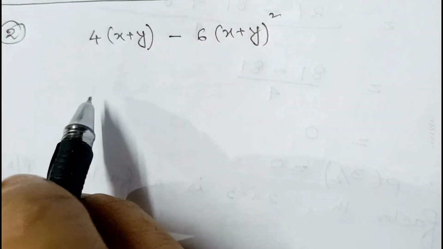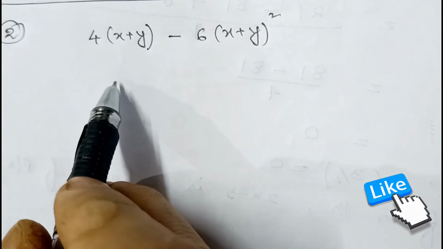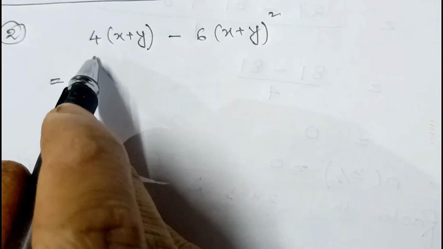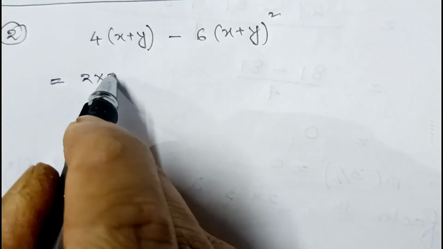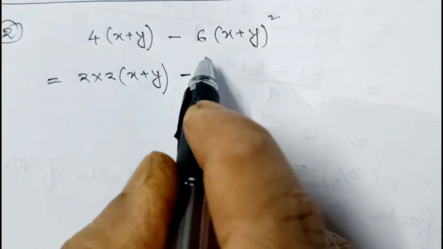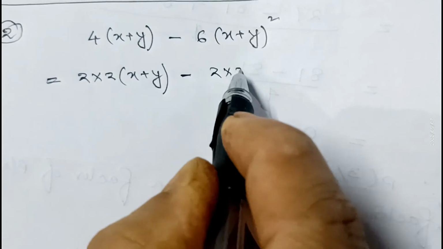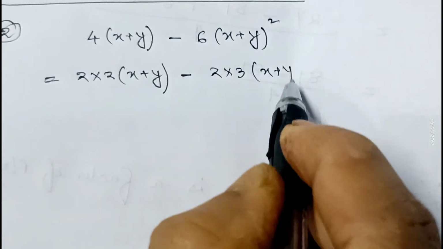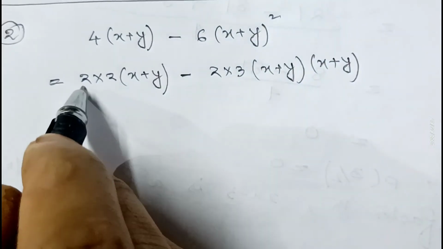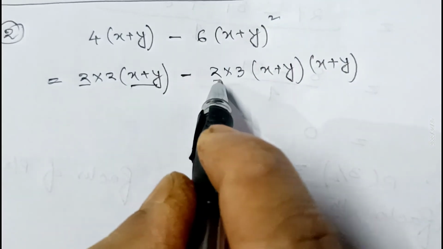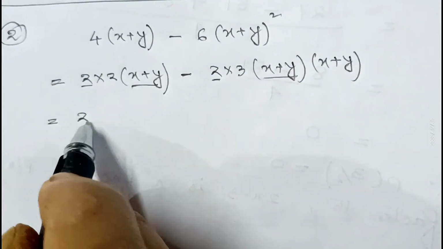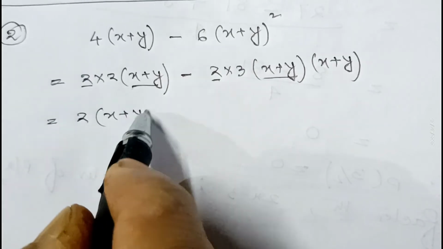Now in question number 2 it is given 4 into x plus y minus 6 into x plus y whole square. Now here we can consider 4 to be 2 into 2, then x plus y. Minus this 6 can be considered as 2 into 3, then x plus y into x plus y, as it is given x plus y whole square. Now here 2 and x plus y, here 2 and x plus y, this part is common. So we are writing 2 into x plus y outside.